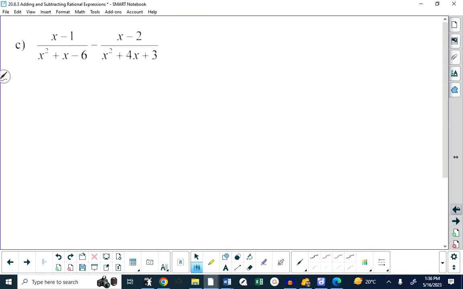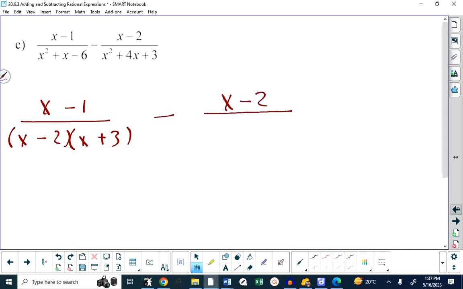And one last question. What's the lowest common denominator? If you can look at that and tell me in under 10 seconds what the lowest common denominator is, you're brilliant. You have to factor everything first. So we have x minus 1 over, I guess it would be x plus 3, x minus 2, minus x minus 2 over x plus 3, x plus 1.